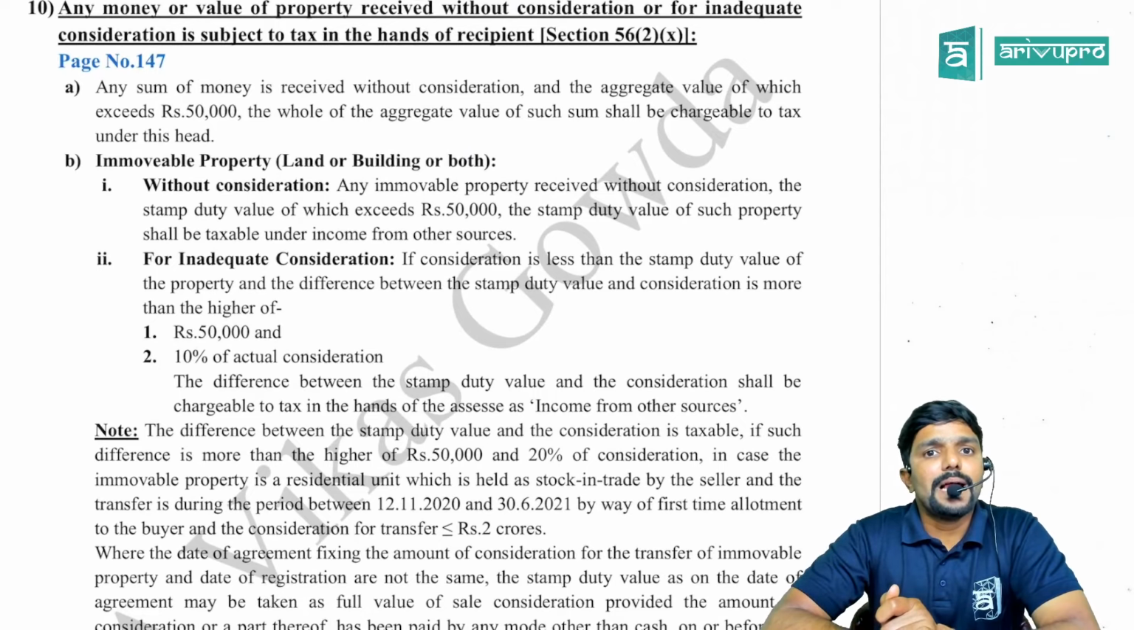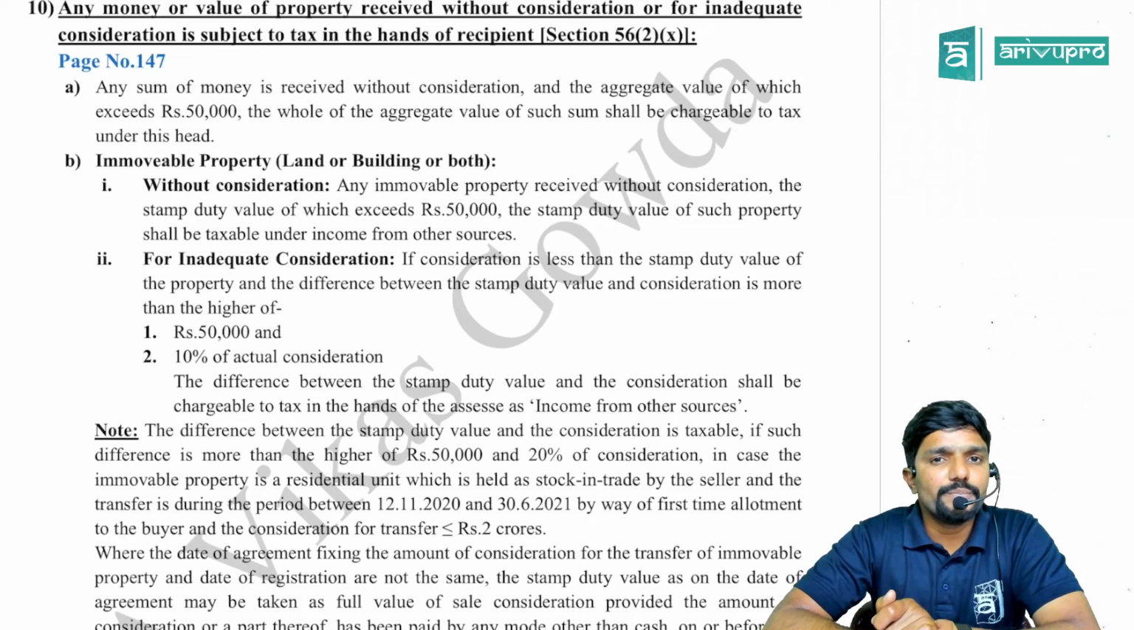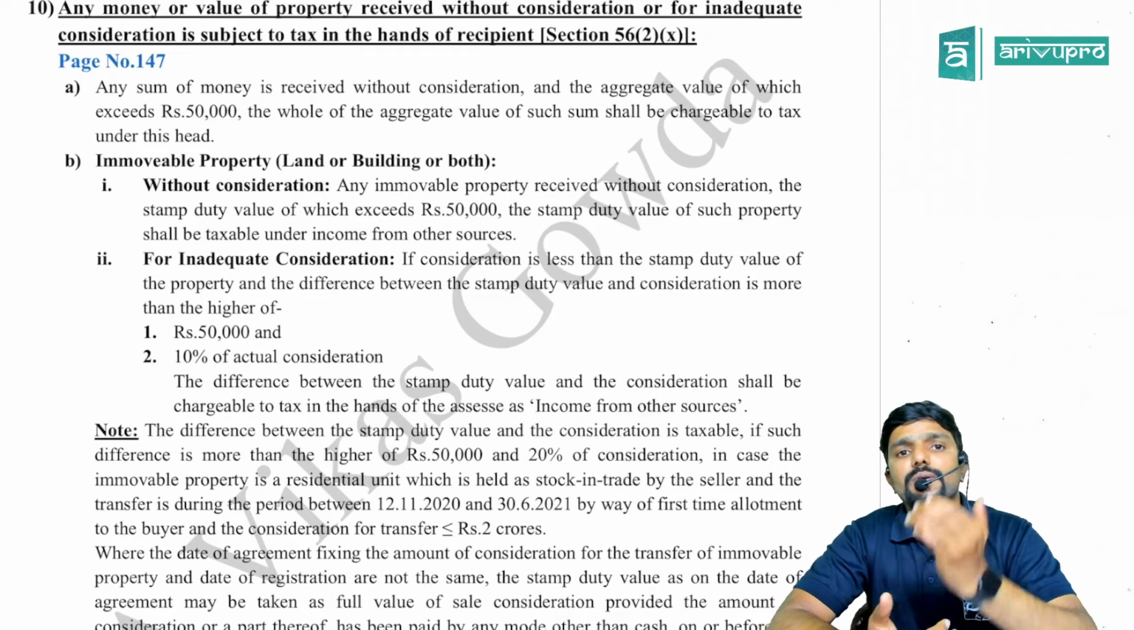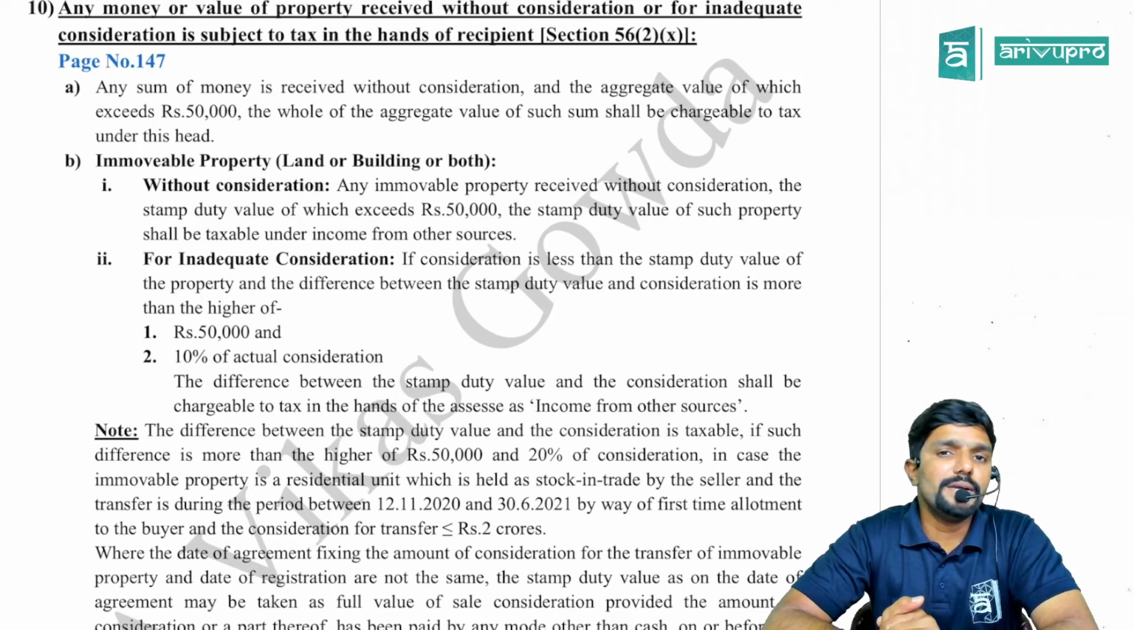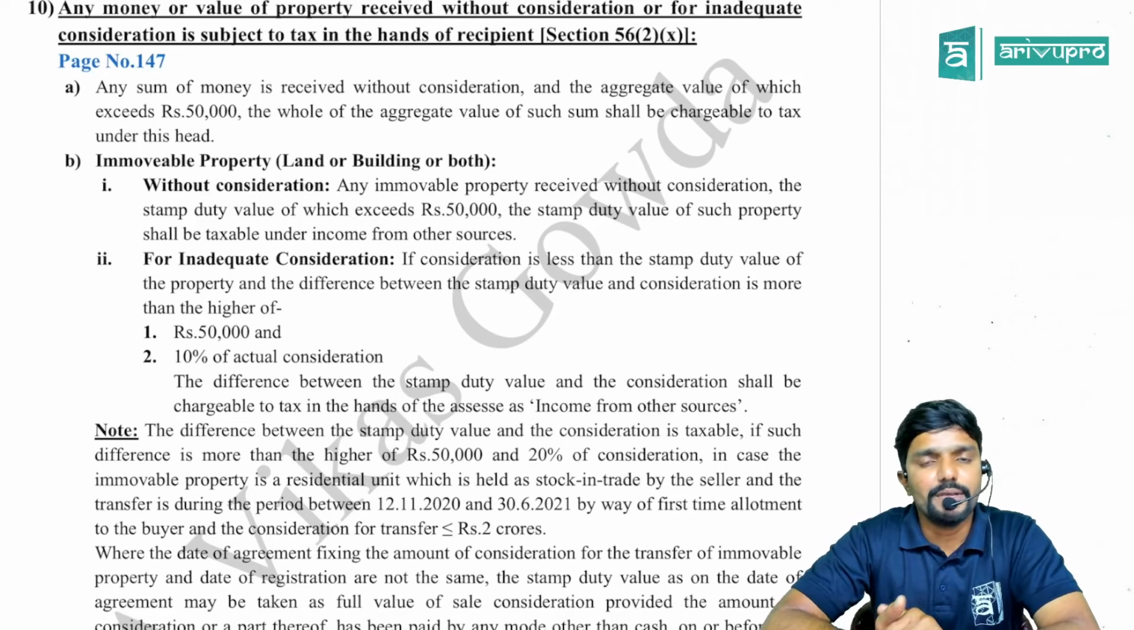Now, if any land or building is received as a gift and whose stamp duty value is more than 50,000, then the entire stamp duty value would be taxable under this head. Yes, sir. Next, what if I have purchased land and building but for a lesser value? Then check what the inadequate consideration is. Inadequate consideration is the difference between the stamp duty value and the actual purchase consideration.